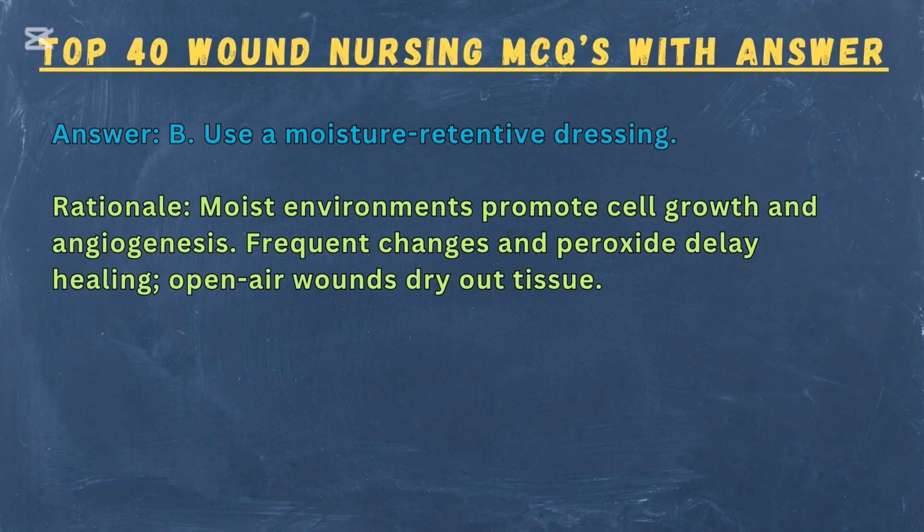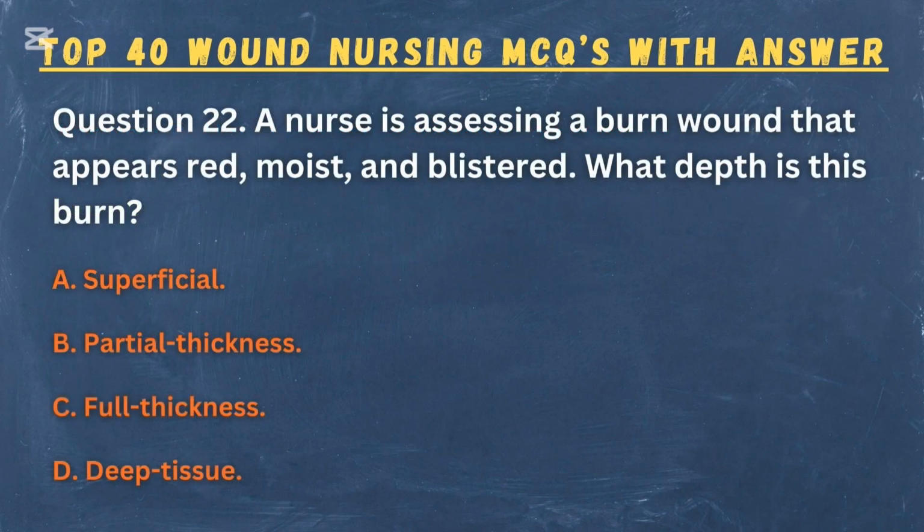Rationale. Moist environments promote cell growth and angiogenesis. Frequent changes and peroxide delay healing. Open air wounds dry out tissue. Question 22. A nurse is assessing a burn wound that appears red, moist, and blistered. What depth is this burn?